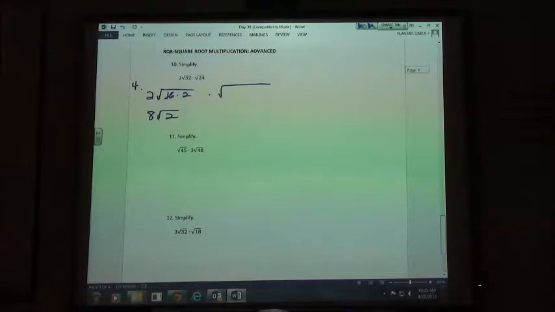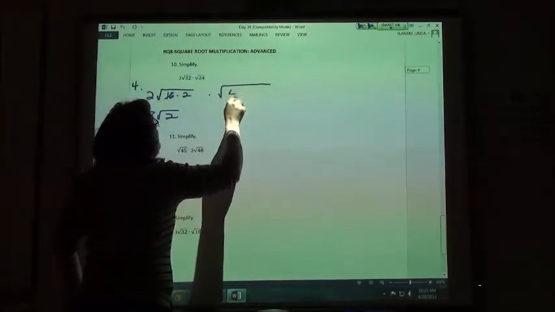I need a perfect square. 12 and 2. Nope, still don't have a perfect square. 6 and 4. 6 times 4 is 24, right? So 4 and 6, because I like my perfect square first.